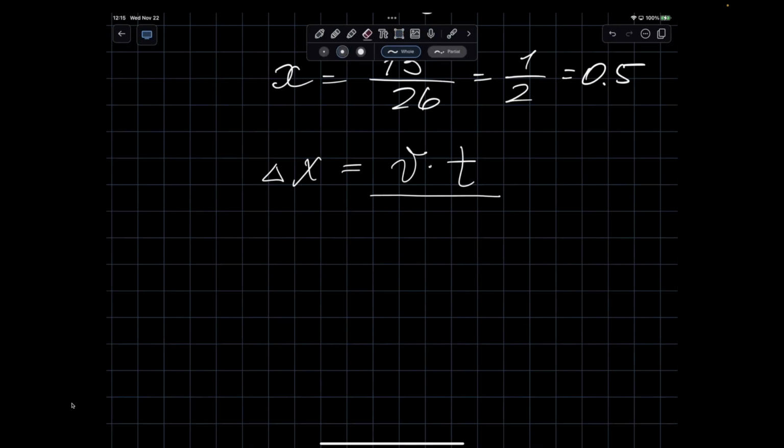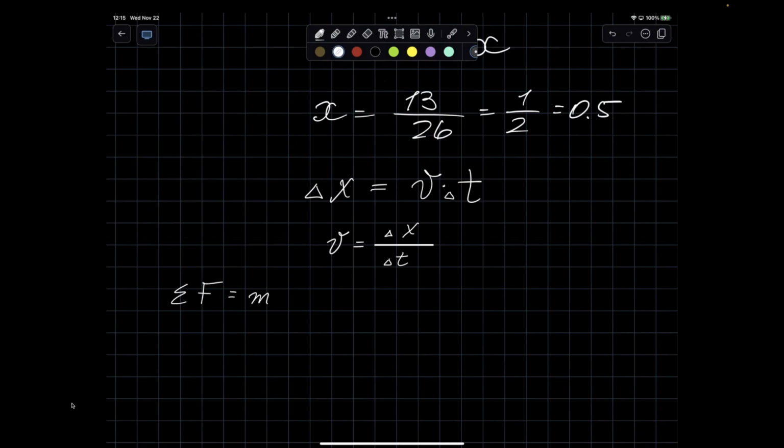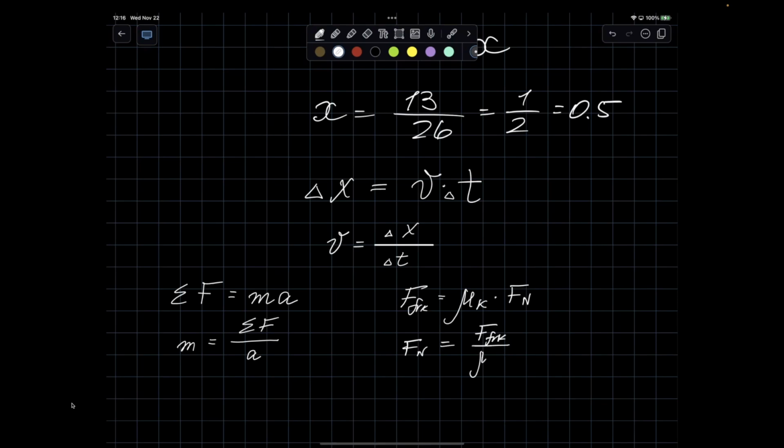Now, going back to the original equation, what if we are after v? So how would I find v from this equation? I would have to go ahead and make a fraction. Change in x remains where it was, and then change in t is going to go into the denominator. Net force equals mass times acceleration. How am I going to find mass? Mass is going to be net force over acceleration. If I have force of friction kinetic equal mu kinetic times force normal, then force normal is going to be force of friction over mu kinetic.